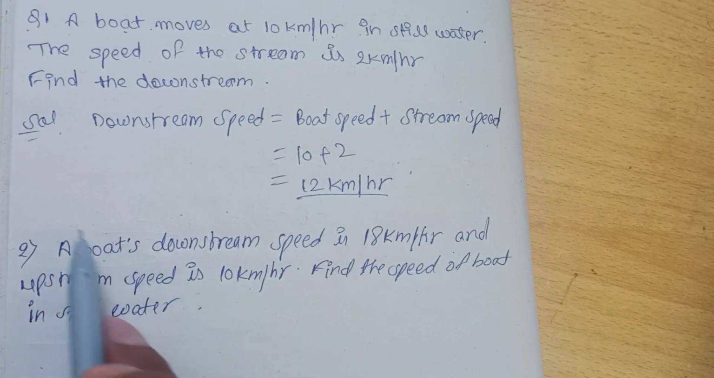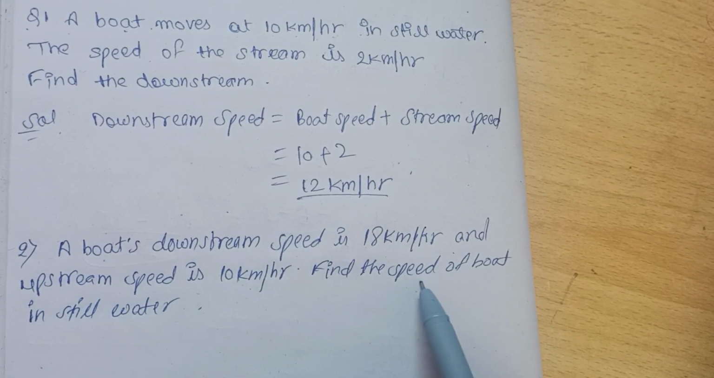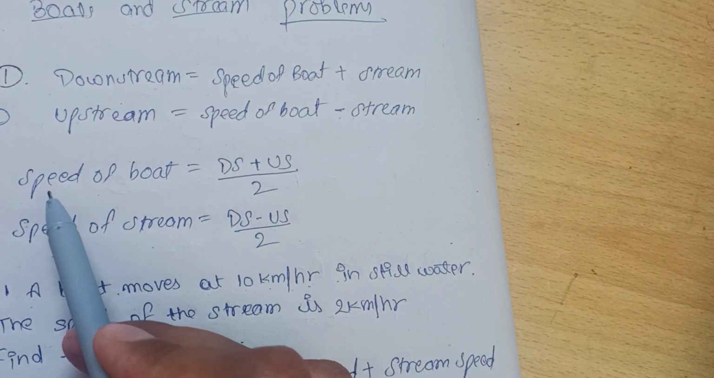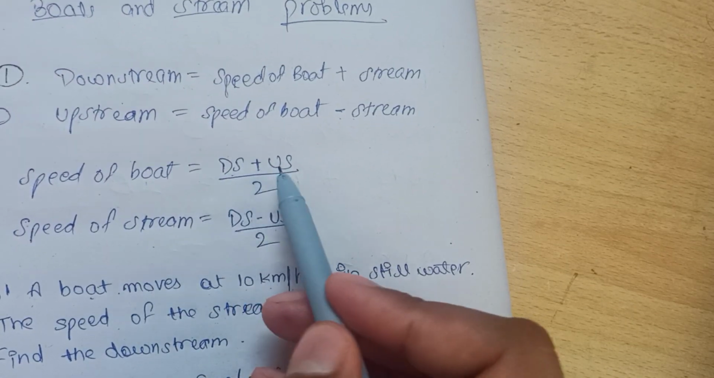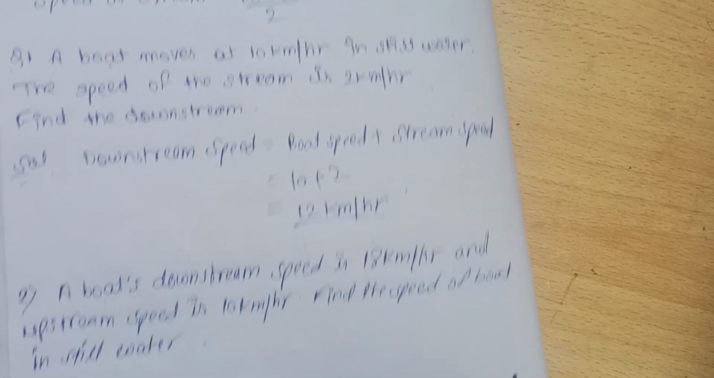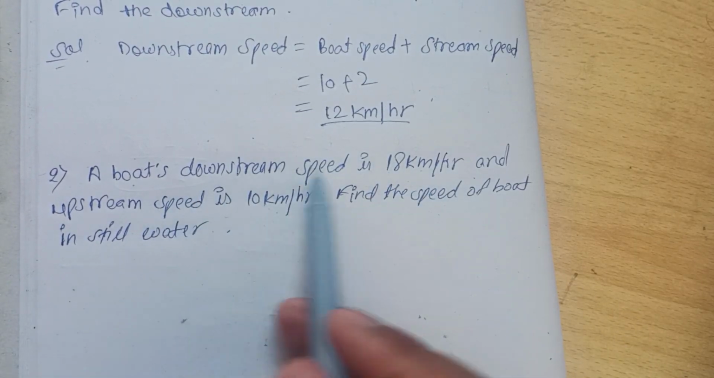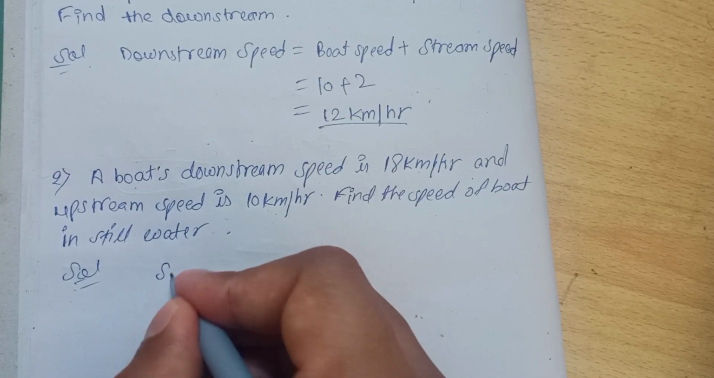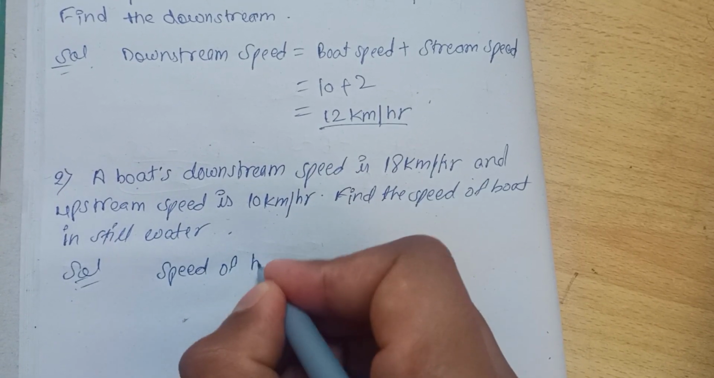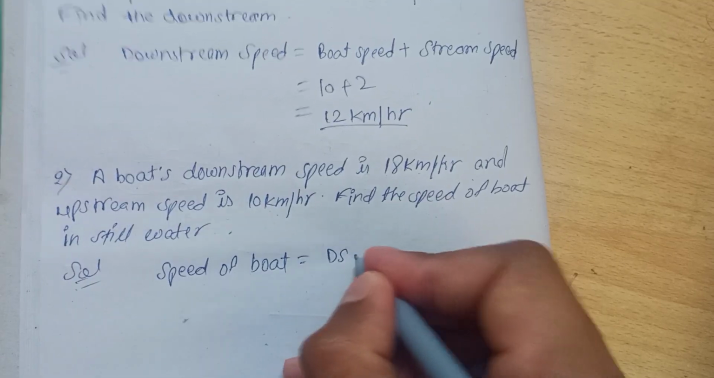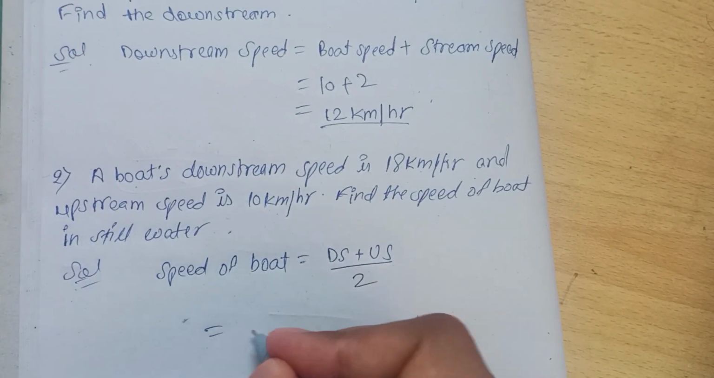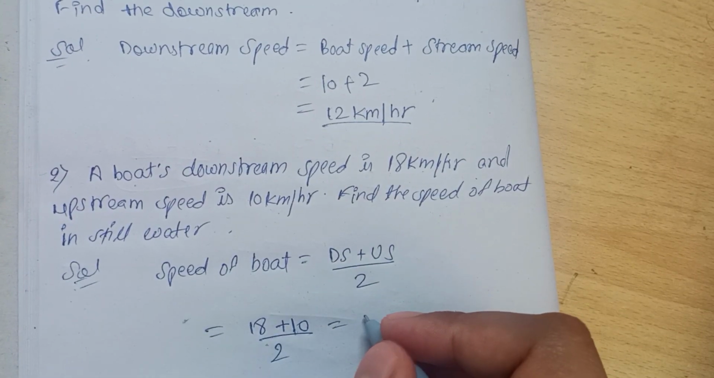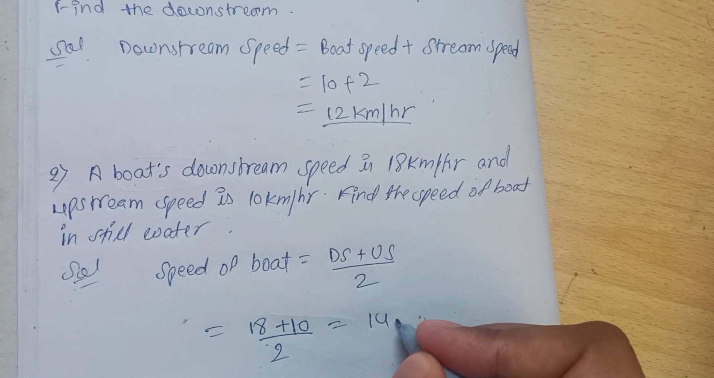So we know the direct formula of this, how to find the speed of the boat if the downstream and upstream are given. The formula is speed of the boat is equal to downstream plus upstream divided by 2. So we will directly apply that formula because we know the values of downstream speed and upstream speed. So the solution is speed of boat is equal to downstream plus upstream divided by 2, which is equal to 18 plus 10 divided by 2, which is equal to 14.